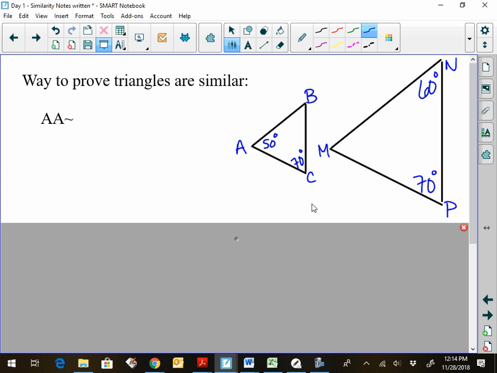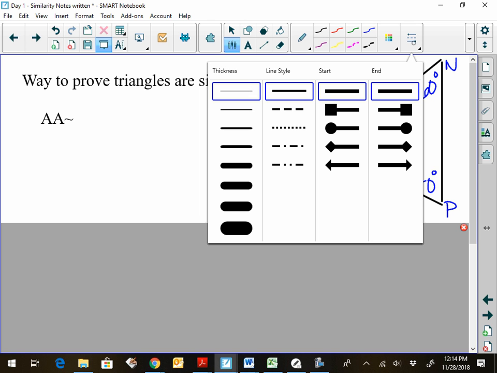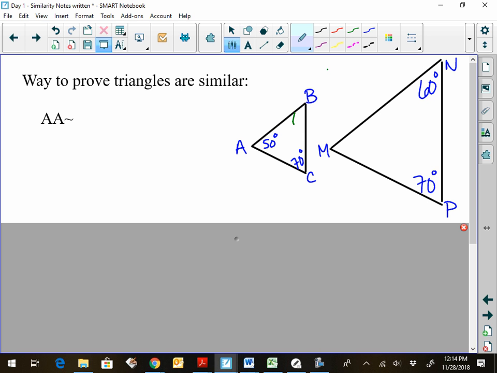So if we have those 2 side lengths, we solve, and angle B, we actually get 60 degrees. And then for angle M, we solve, we get 50 degrees. So we actually know that all the angles are congruent, but we only needed to know 2 of them. So because of that, we can say that they are similar by angle-angle.